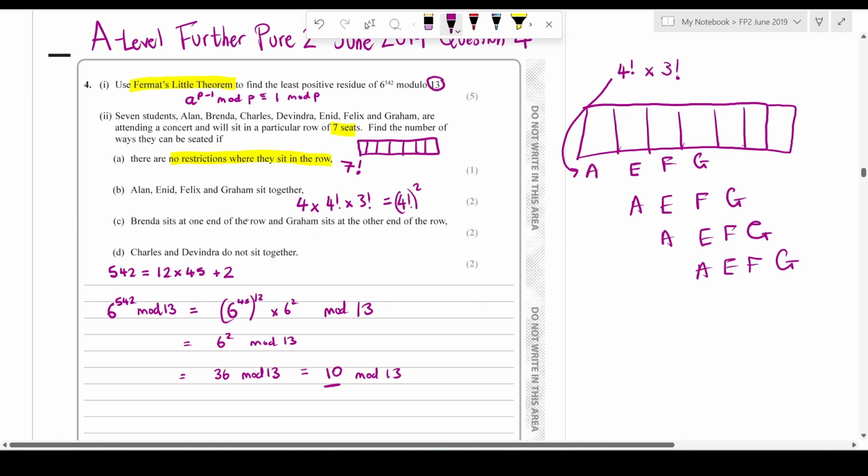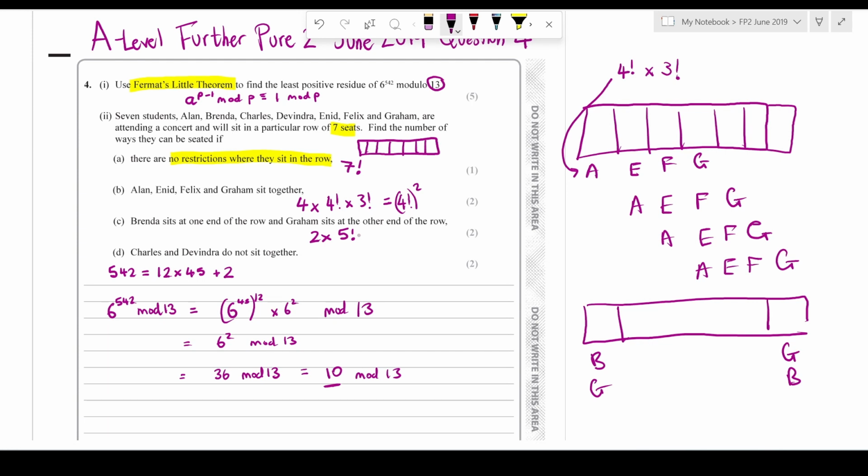Brenda sits at one end of the row and Graham sits at the other end. I'm going to ignore all the different seats here. I could either have Brenda here and Graham there, or Graham here and Brenda there. So that's 2 possible positions, and then we've still got 5 more people in between, so they could be rearranged in 5 factorial different ways.